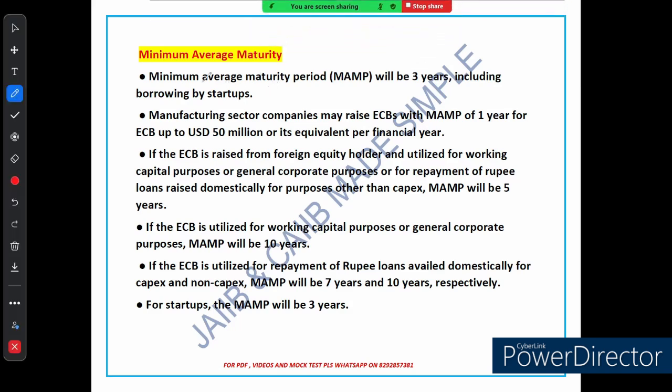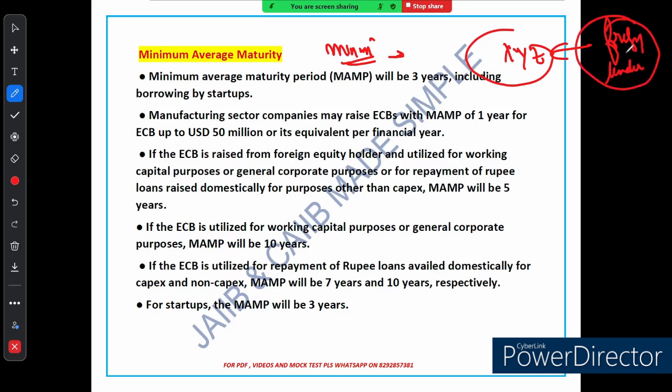This is the minimum amount of time that a company has to take to repay the loan they have taken from a foreign lender. Suppose this XYZ company has taken a loan from a foreign lender, and obviously since this XYZ company has taken the loan, it has to repay the loan. So the minimum time that this XYZ company will take to repay the loan, that is called MAMP. Different loans have different MAMP depending on how the money is being used.